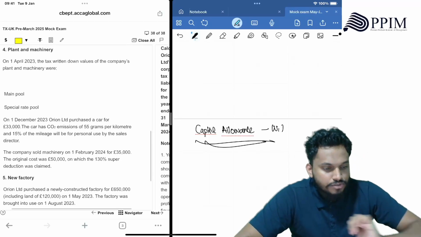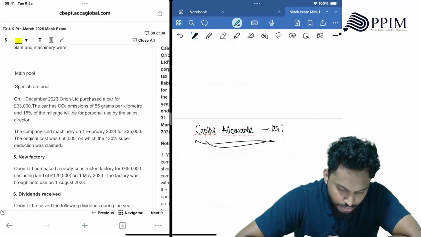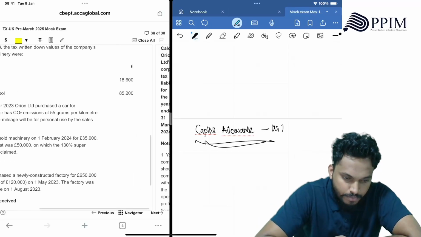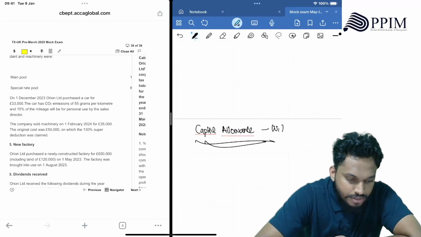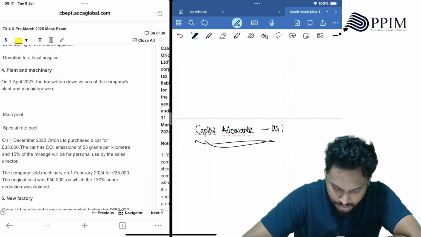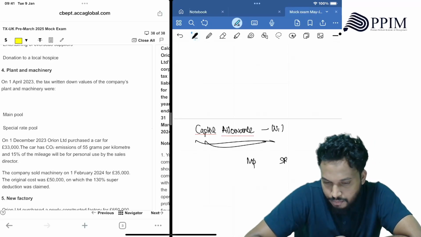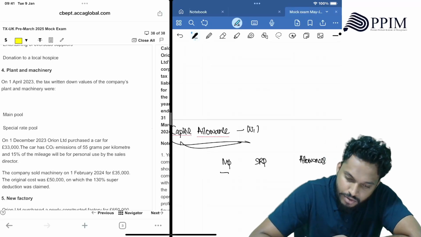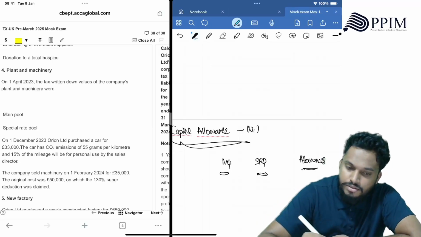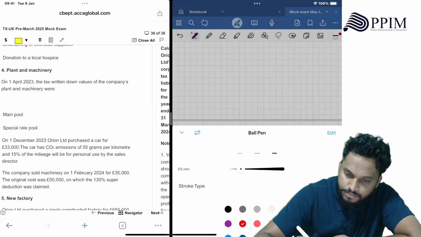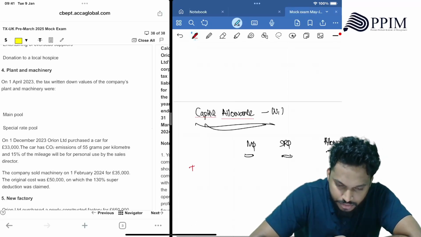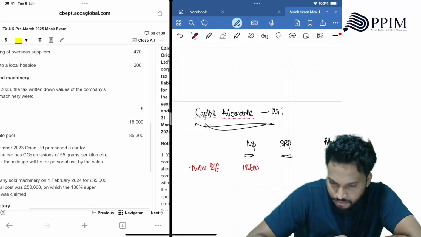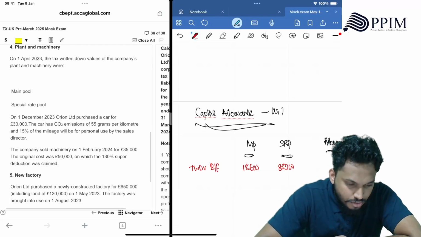Plant and machinery: you have the tax written down value on 1st April 2023 for the main pool. How much are you having in the main pool? 18,600, isn't it? And you have the special rate pool. So you have your main pool, your special rate pool, and your allowances. What is your tax written down value brought forward? This is 18,600 and 85,200.